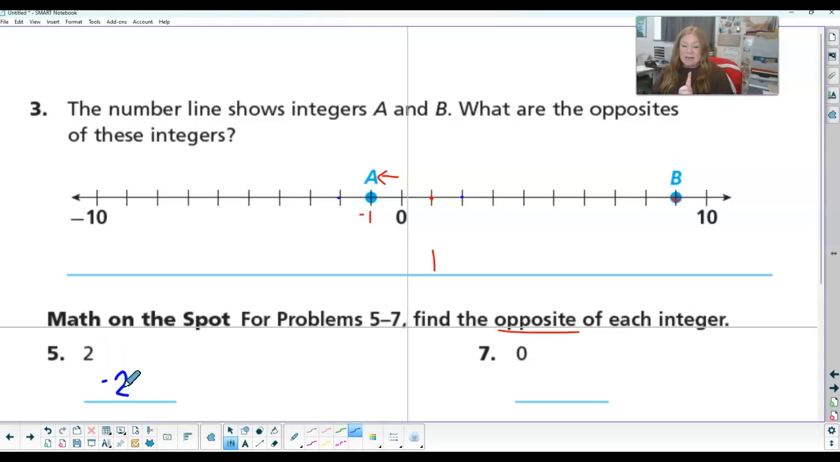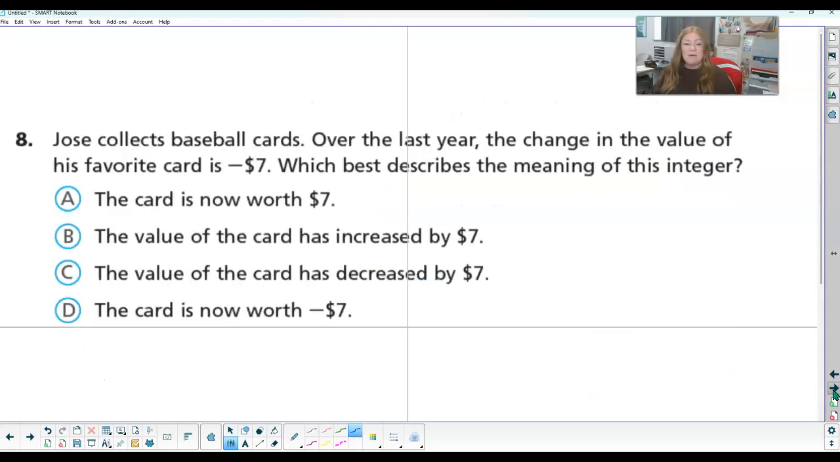This was positive, I made it negative. And the opposite of 0, we talked about this before. There's nowhere to go. There is no opposite. It just is 0. It is itself. Okay, we're going to flip over the page and we're going to work on number 8.